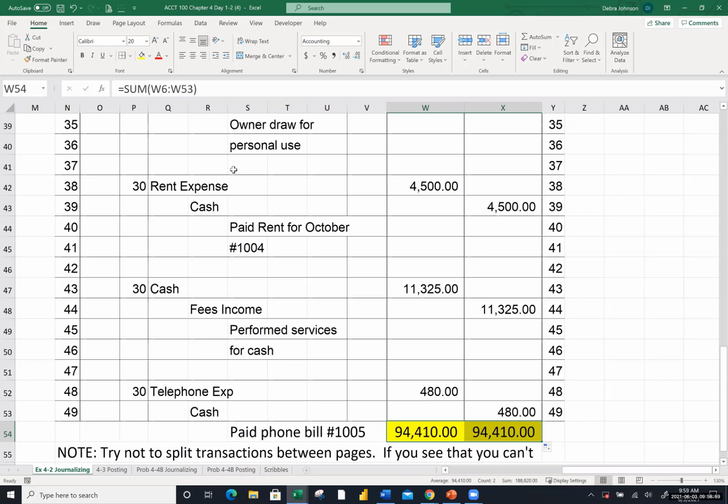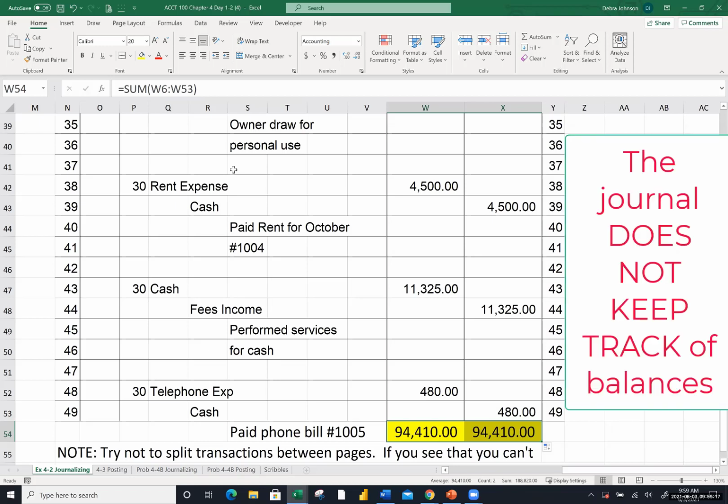Okay, so let's do the second part of this. The challenge is, great, we know how to journalize. We know it's a historical document. We understand the significance of it. We know that it's meant to leave a trail for future people that come behind us. But we also said the big downfall is there are no totals. I want to know what my cash is. And so the second thing I'm going to teach you is how to post from this journal to another set of books called the ledger.